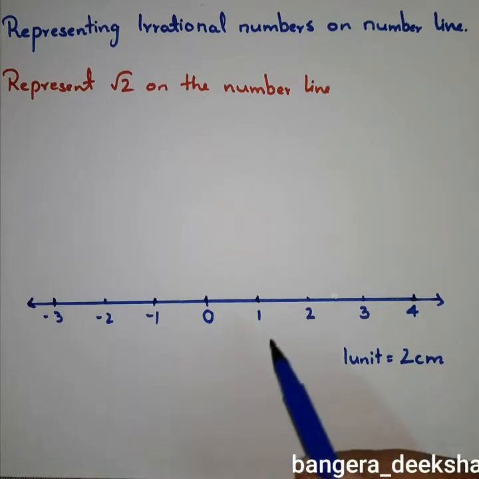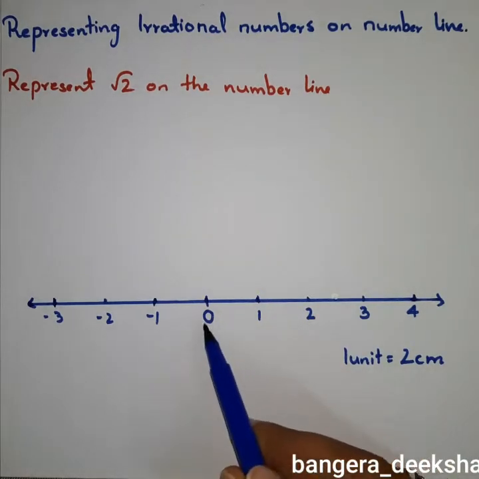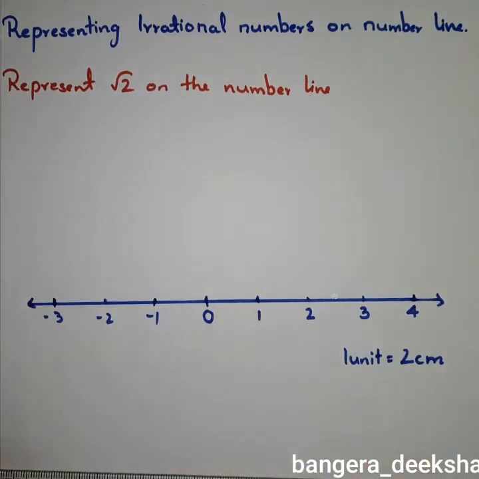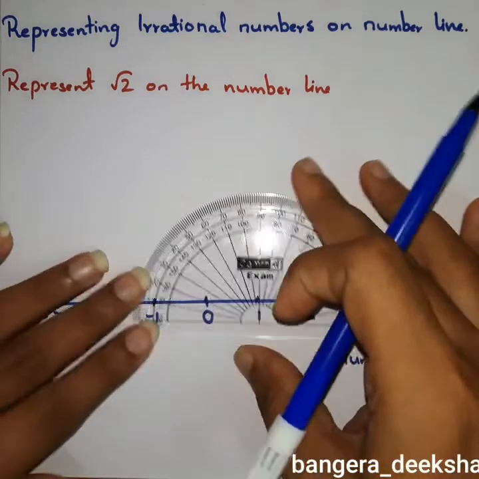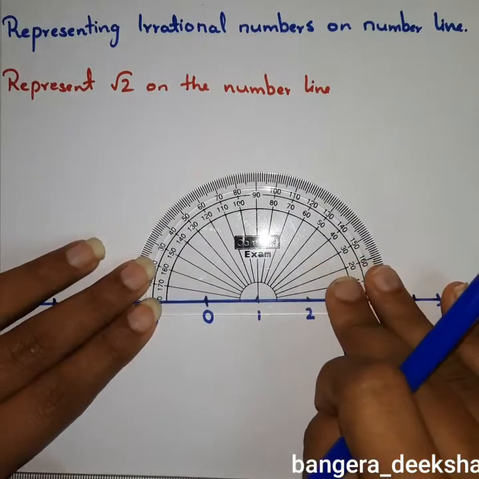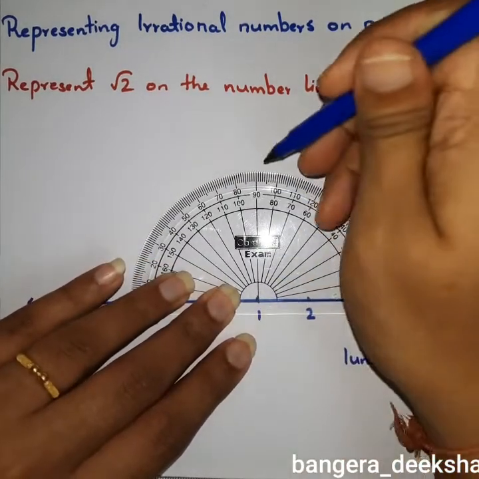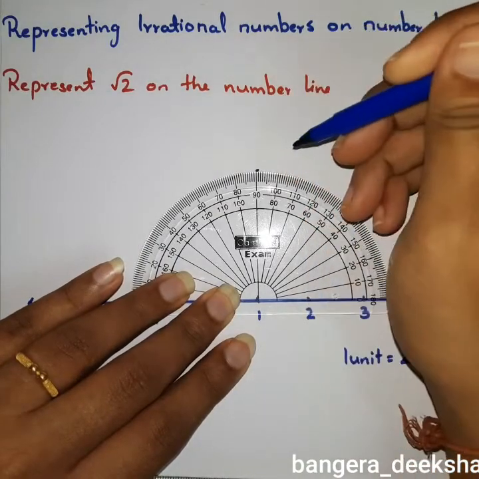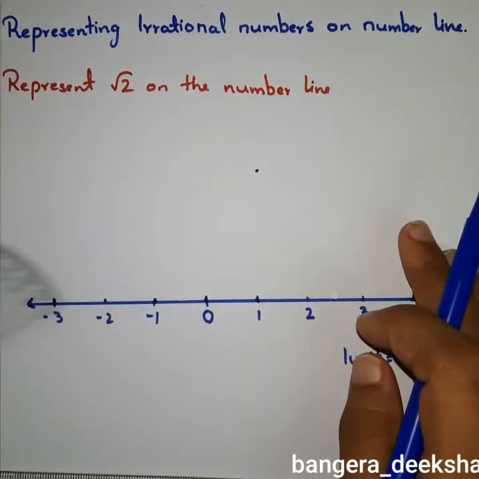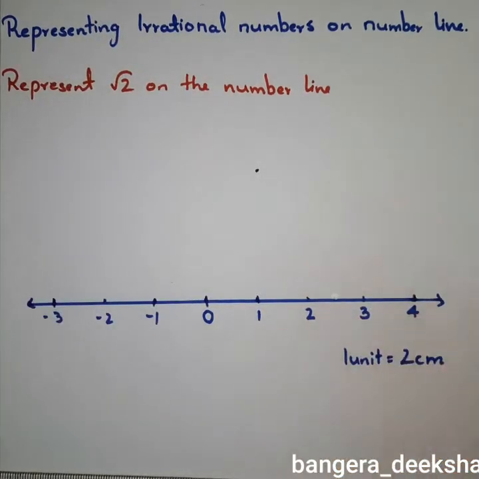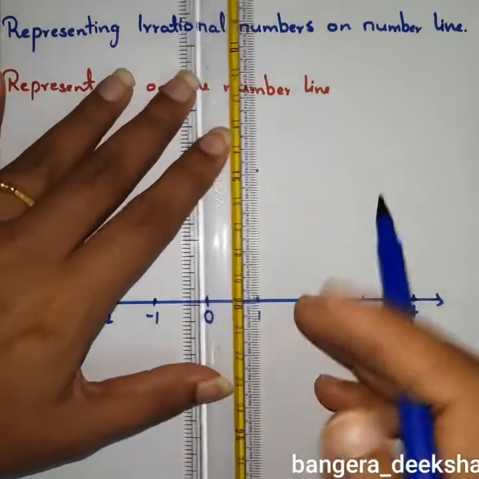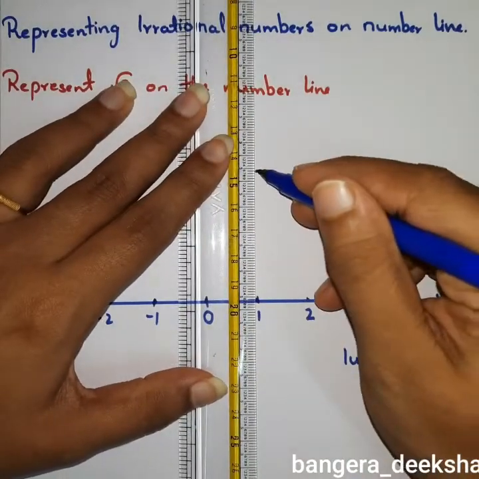Now I will take 1 unit, that is 0 to 1. At 1 I will keep a protractor and mark 90 degree. So I keep a protractor here. So this is a 90 degree. I will mark it here. After marking 90 degree, I will draw a line from that point to 1.